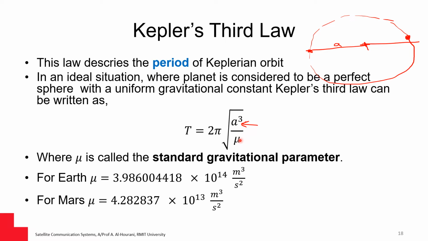And you use the parameter called mu. Mu is the standard gravitational parameter, and is related to the planet that the satellite is rotating around. For example, for Earth it is known to be 3.9, etc. And for Mars there is another parameter. So for each planet you will find there is a different mu, and that depends, of course, on the mass of that planet.